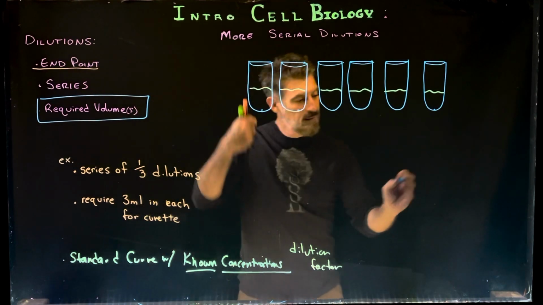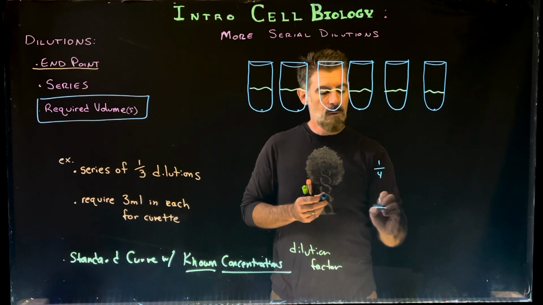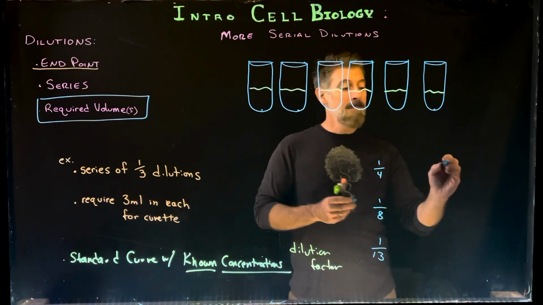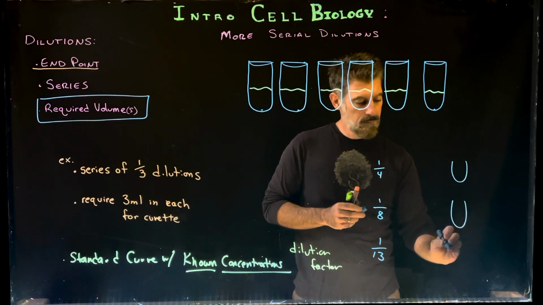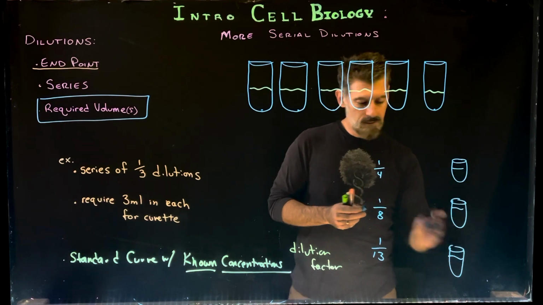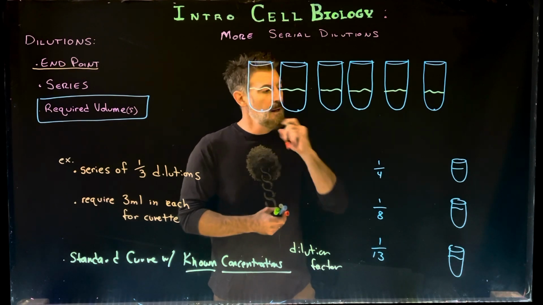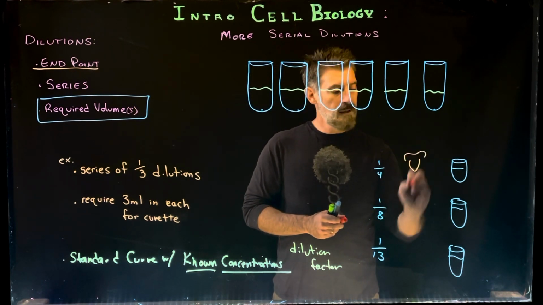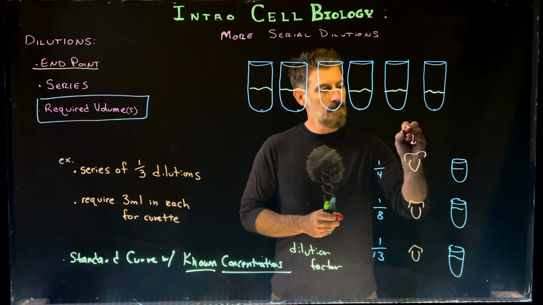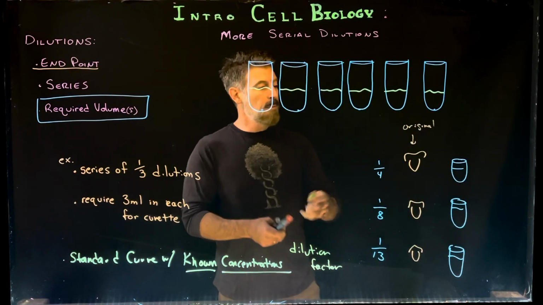So for example here, a bunch of different dilutions: a 1 to 4 dilution, a 1 to 8 dilution, a 1 to 13 dilution. How would I make some of these? Using the same concept that I just discussed: volume added to volume total. So let's say this is my original, the concentrated one.